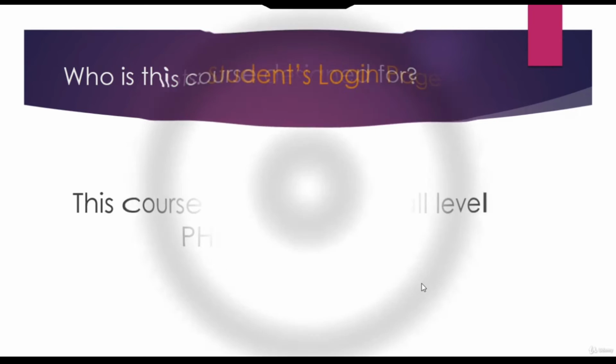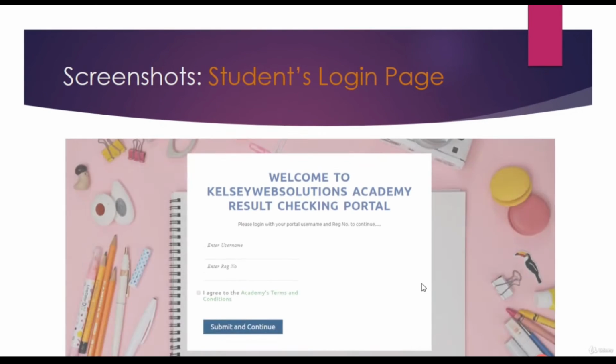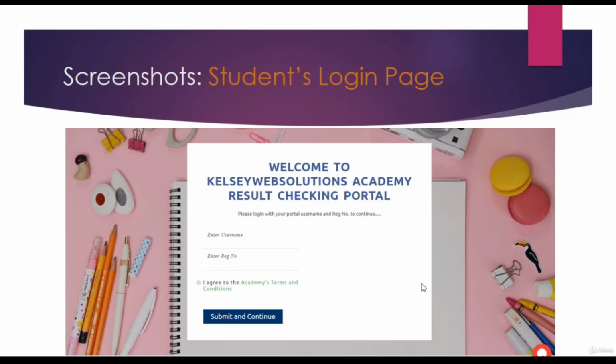Now the first I'm going to show you is the student login page. This is how the student login page is going to look. The students are going to be logging into the system with their username and their password, and their registration number in this case. Then they accept the academic terms and conditions, and of course click the button that says submit and continue.